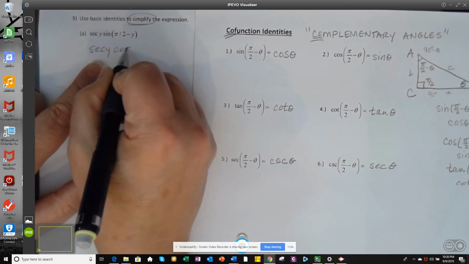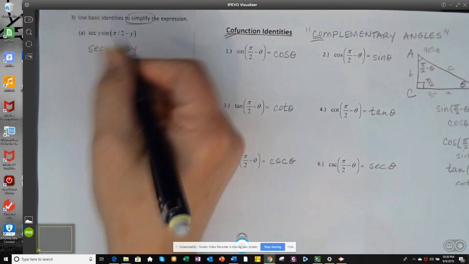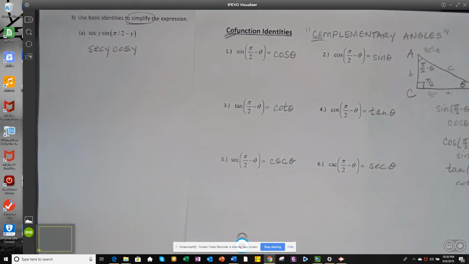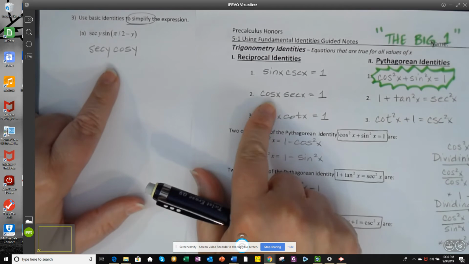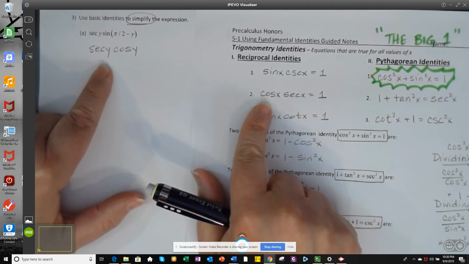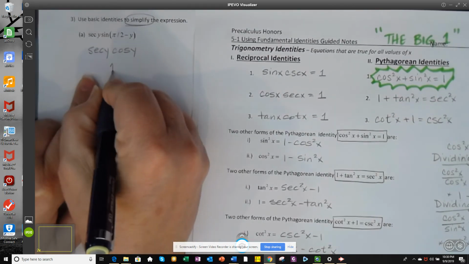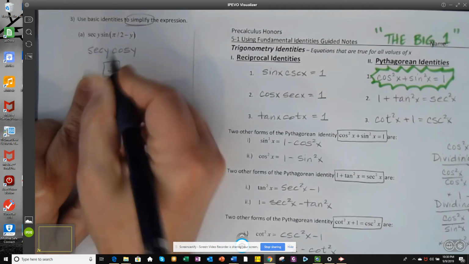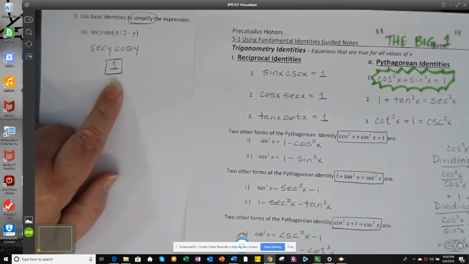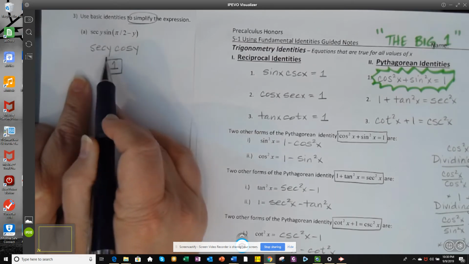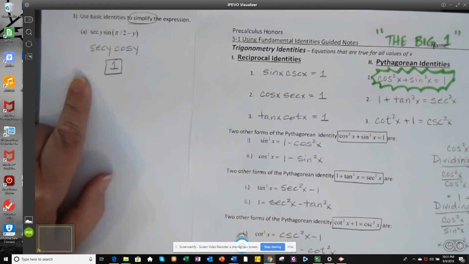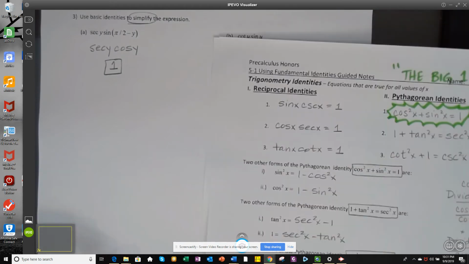Because if I go back to page one, one of the most important pages, I know that my reciprocal identities here, if I multiply secant times cosine, I'm going to get something really wonderful. Right? I get a number 1 because secant times cosine, they are reciprocals of each other, and you multiply them, you get 1. All right.